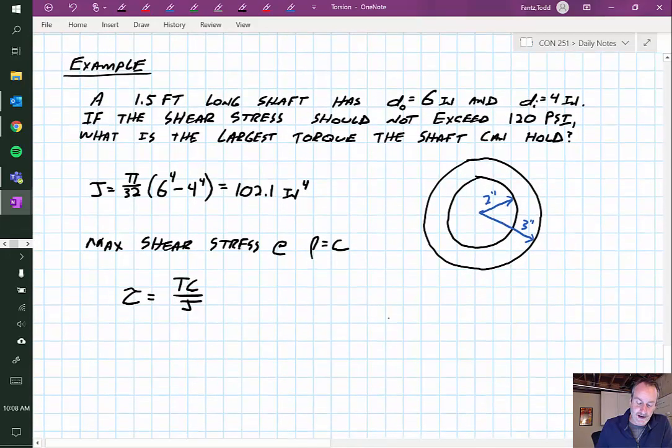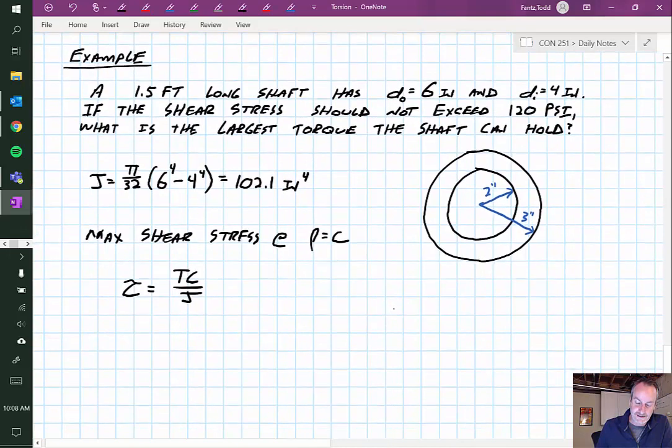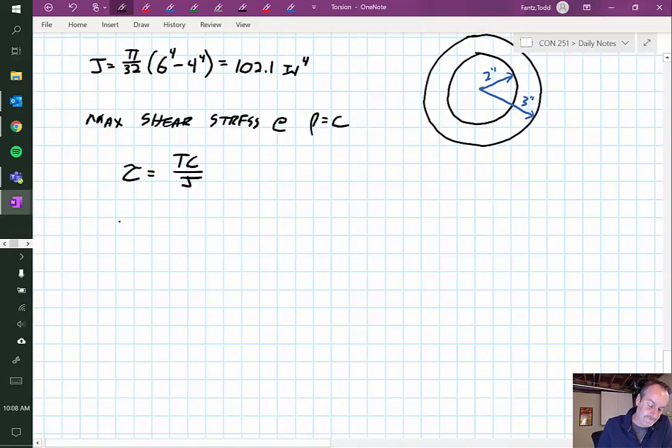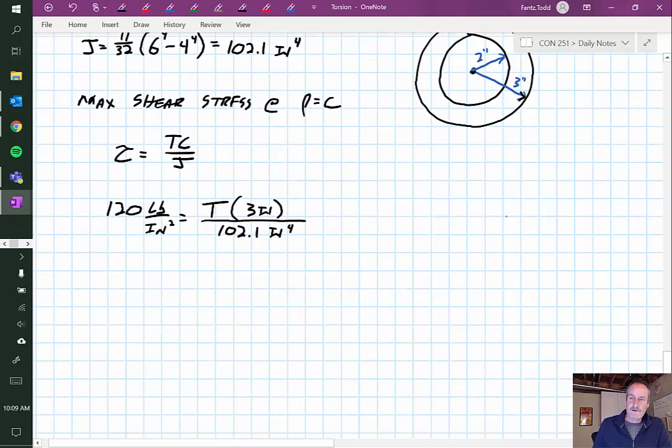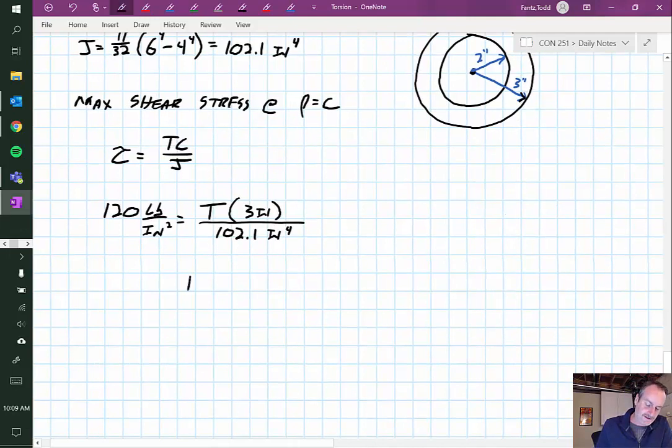So I have the largest possible shear stress is 120 psi. So that's my tau. And that'll be equal to the torque, which is what I'm looking for, times C. Well, what is C? C is the distance from the center to the outside fiber. In this case, it would be that 3 inches. And dividing it by this J value, which I found to be 102.1 inches to the 4th power. You can follow your units and multiply through and solve for torque. It's just algebra if you get stuck with some of that. It's just 120 times 102.1 divided by 3.